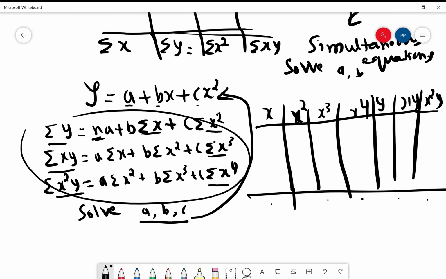Suppose you want to estimate some value of y for some value of x, then after getting this equation, substitute for x to get y.